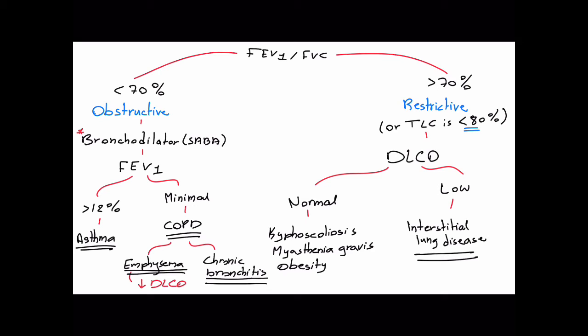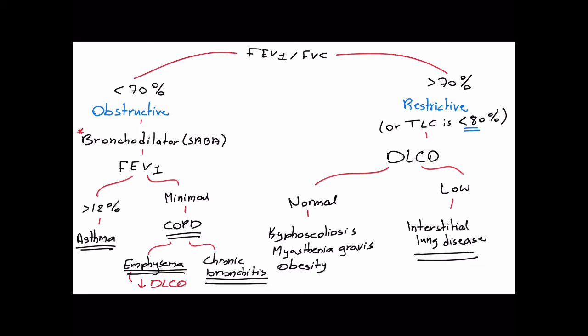After you noted that it is less than 70%, you want to figure out what type of obstructive lung disease you are dealing with. Is it asthma or is it COPD? One way you can do that is by giving the patient a bronchodilator, which is most likely a short-acting beta agonist. And once you give the patient the bronchodilator, you check the FEV1 again. If the FEV1 improves by a value of greater than 12%, this patient has asthma. If there is minimal or no change in the FEV1 after giving the patient a bronchodilator, then he has COPD.